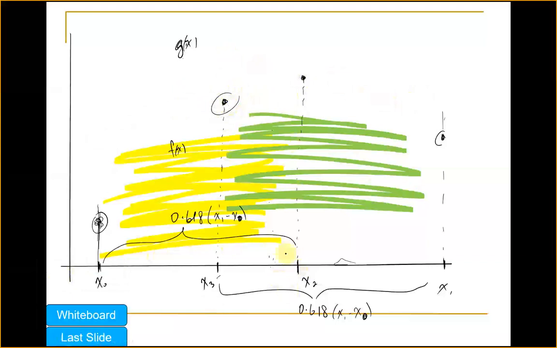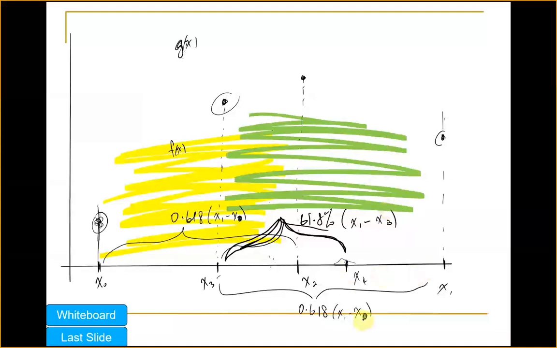2 locations, but from that I keep just finding 1. Let me explain what's happening. What I'm going to do now is find a value for x4, and this value for x4 is such that this region here, from here to there, is again 61.8% of x1 minus x3. Everybody see that?